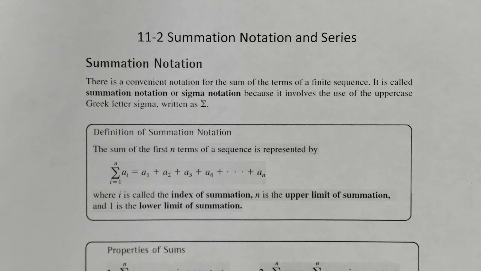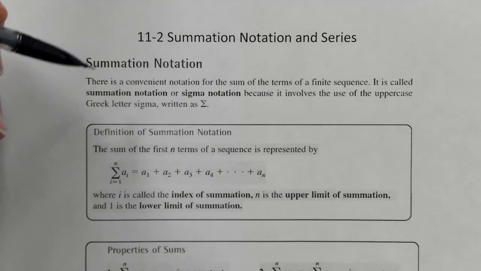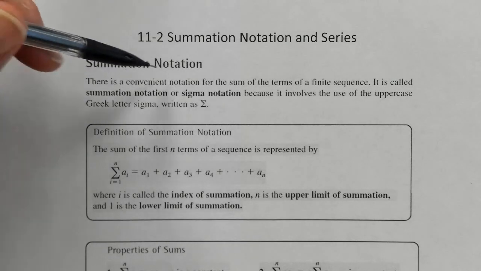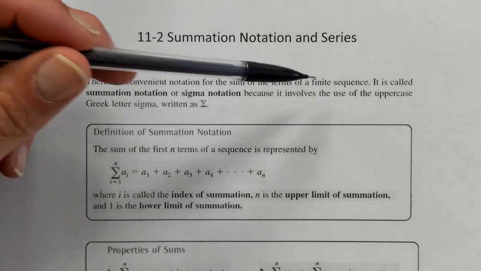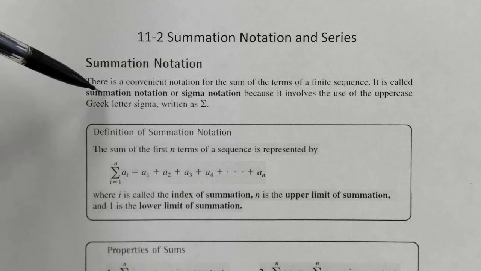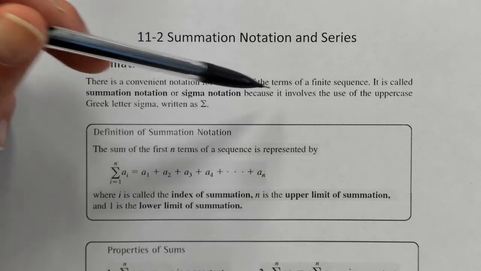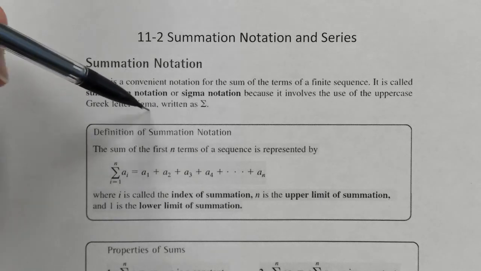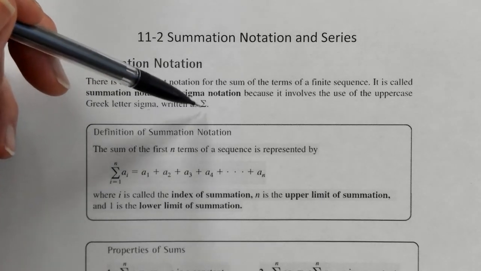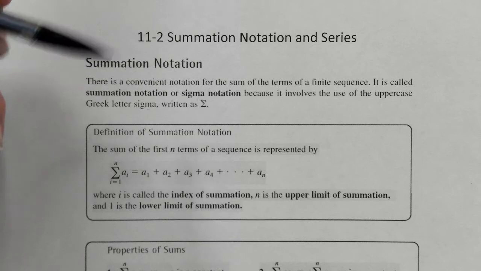In the last section we talked about sequences, and so in this section we're going to talk about summation notation and series. When we're talking about summation notation, there's a convenient notation for the sum of the terms of a finite sequence. It's called the summation notation or sigma notation because it involves the use of the uppercase Greek letter sigma. And so here it is. That's what's used for your summation notation.